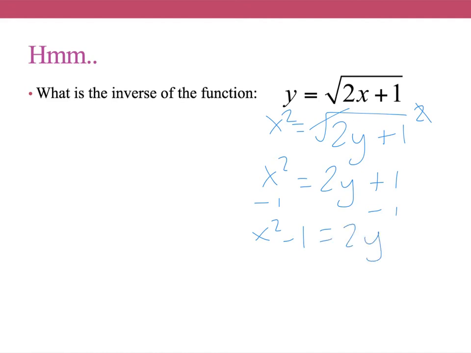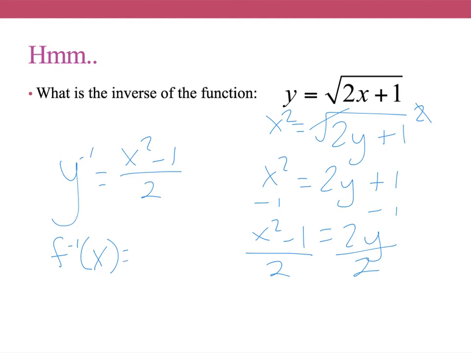And then how do I get rid of that 2 in front of the y? That's right. I'm going to divide by 2. So what I end up with is y equals x squared minus 1 over 2. And what you'll usually see is a little negative 1 in the exponent of that y, signifying that it is an inverse of the original equation. Or you can see it written in function notation with f to the negative 1 of x equals x squared minus 1 over 2. But either way, you'd usually see that negative 1 saying, hey, this is the inverse.